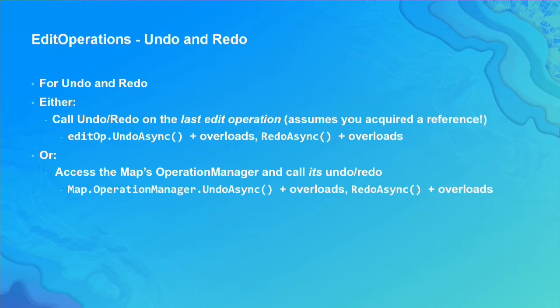That means that you have to have a reference of the edit operation to enable you to do this, of course. The other way to do it is to get at the operation stack from the map itself. So go to the map's OperationManager, same calls, UndoAsync, RedoAsync. And that will undo that particular operation that you've identified.